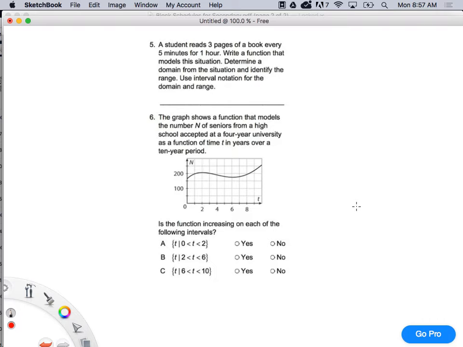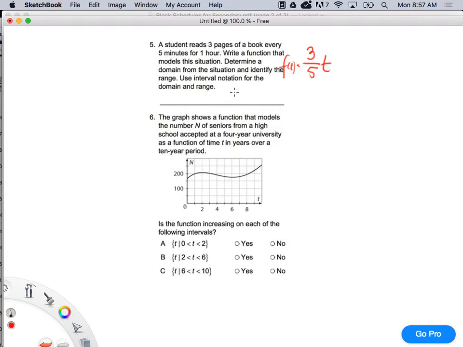Okay. A student reads 3 pages of a book every 5 minutes for 1 hour. So his rate is 3 pages every 5 minutes. And that's our function. F of t is equal to 3 pages every 5 minutes multiplied by time. And time is in minutes, not hours.